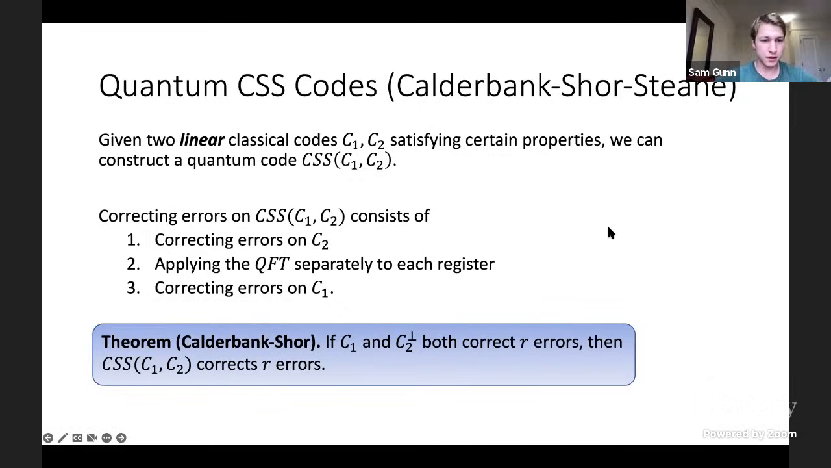Okay, and then it's the theorem of Calderbank and Shor and Steane that if C1 and the dual of C2 both correct t errors, then the CSS construction corrects t errors. So really, the important takeaway is just that if C1 and C2 are good codes, then the CSS code is going to also inherit similar properties and also be a strong code.